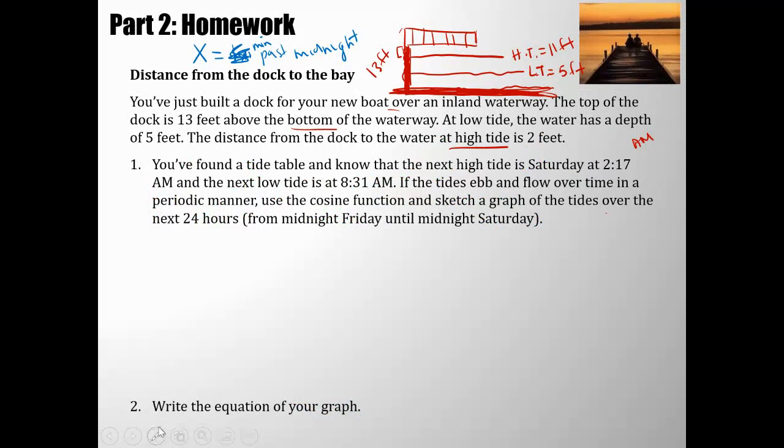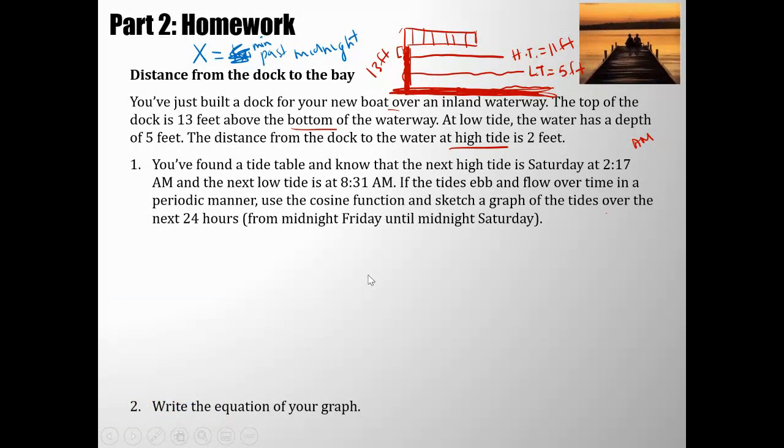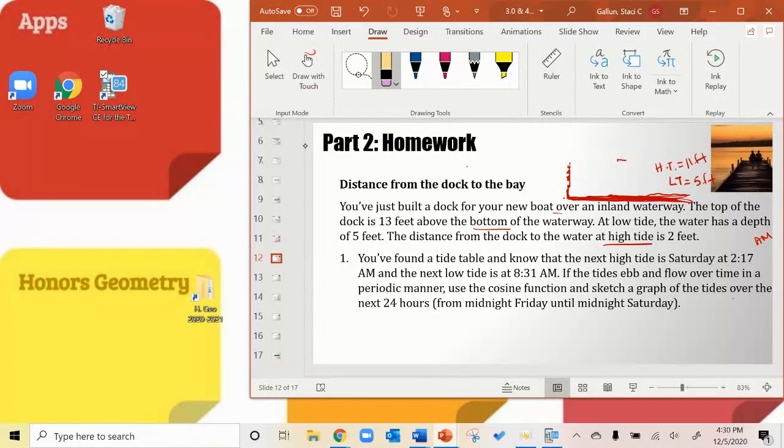So let's go ahead and take a look at our homework assignment here. Sorry, I already wrote on it. That's not good. We're going to pretend we didn't see this. It's good enough erasing. I'm going to rewrite on it.